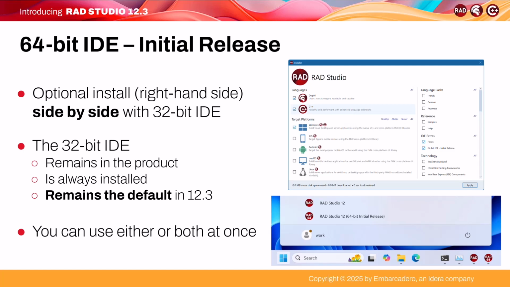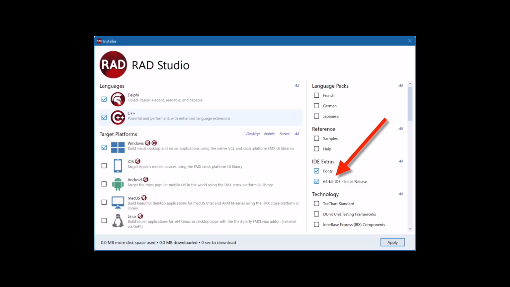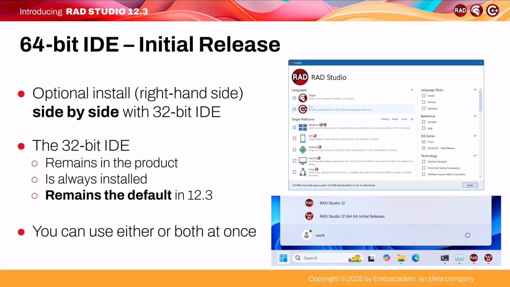Now, the 32-bit version of the IDE remains the default in 12.3. That is, if you just start the normal version of Delphi or C++ Builder or RAD Studio, that normal version is 32-bit, the same as it always was in 12.2 and earlier. But you can also install the new 64-bit version, and it's installed side by side in parallel with the 32-bit one. You get two sets of shortcuts in the Start menu. You can then run either of them, or both of them at once. In fact, you can see in my taskbar in the screenshot here, I have the normal 32-bit IDE and the 64-bit IDE both running, and I'll show both at once in a demo in a minute.